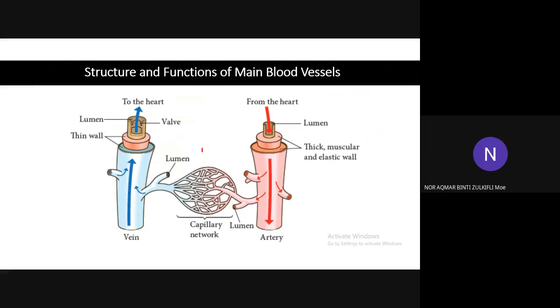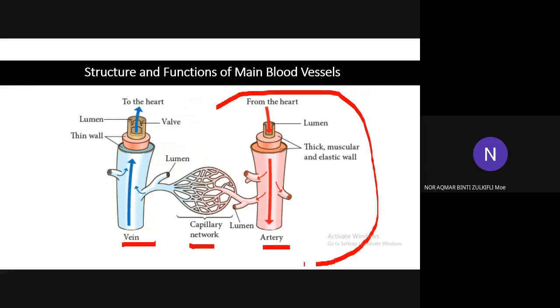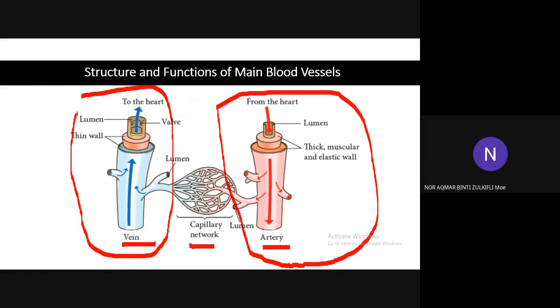Okay, now we focus on the main blood vessels, that are artery, vein, and blood capillary. From the heart, the artery carries oxygenated blood. Then in the blood capillary, there is gas exchange, and the oxygenated blood changes into deoxygenated blood, and is then sent back to the heart. Heart, artery, blood capillary, vein, heart, and so on.